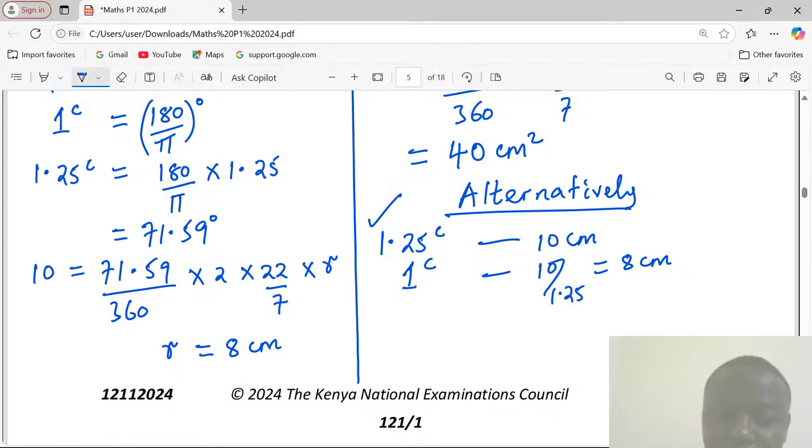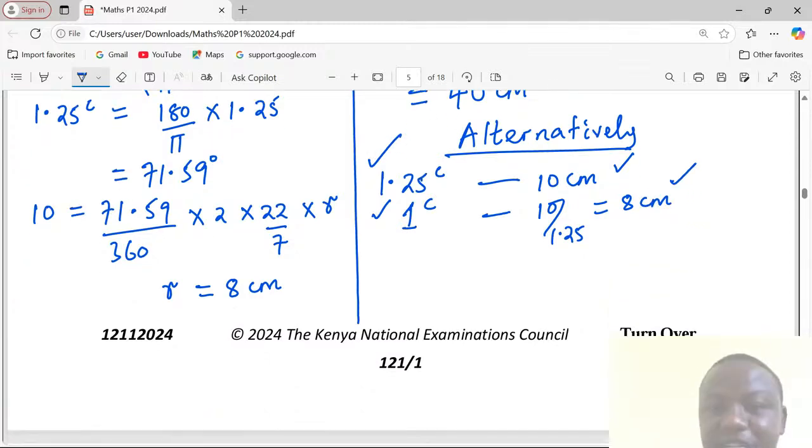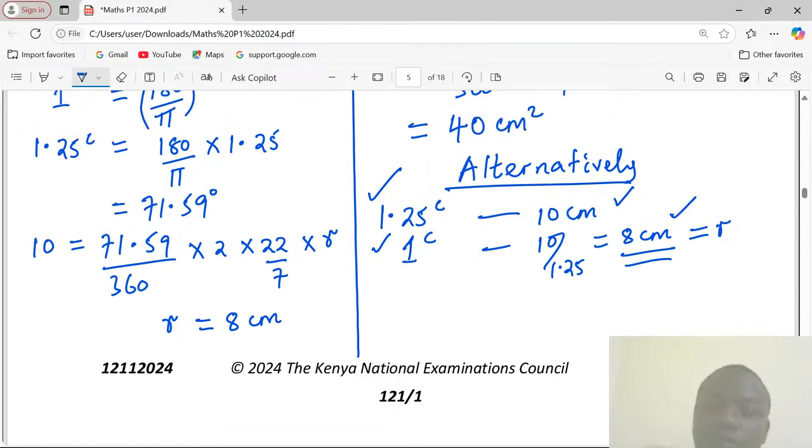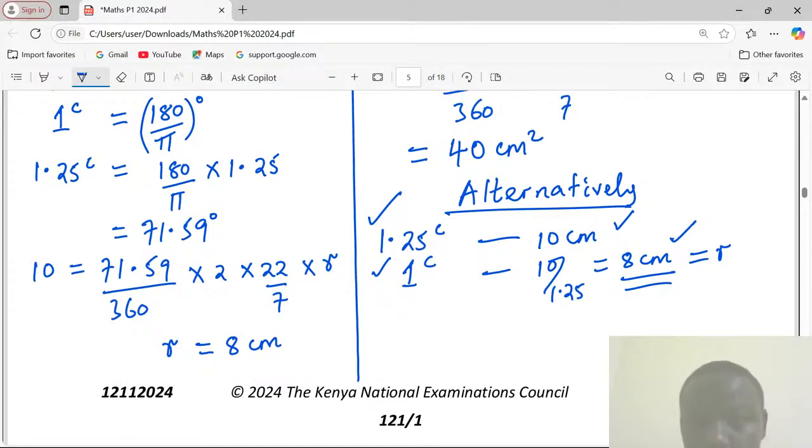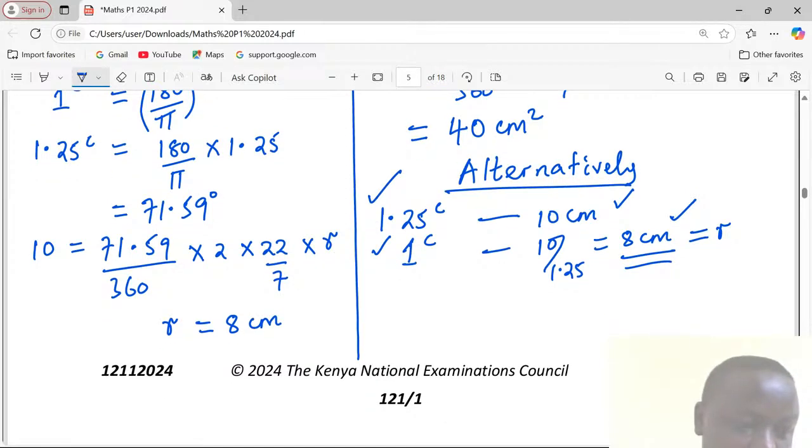An angle of 1.25 is produced by an arc length equal to 10 centimeters, which means an angle equivalent to 1 radian proportionally will be subtended by 8 centimeters. And according to the definition of what 1 radian is, this is the angle at the center of a circle subtended by an arc length equivalent to the radius of a circle. So the arc length producing 1 radian will be equivalent to the radius of the circle. So radius can be found in those two possible ways.